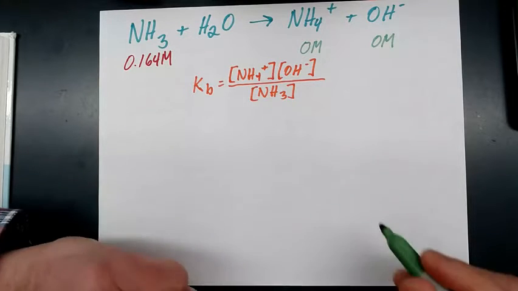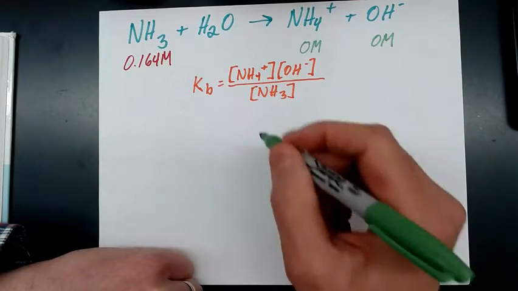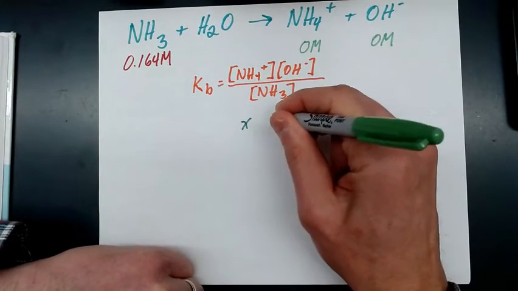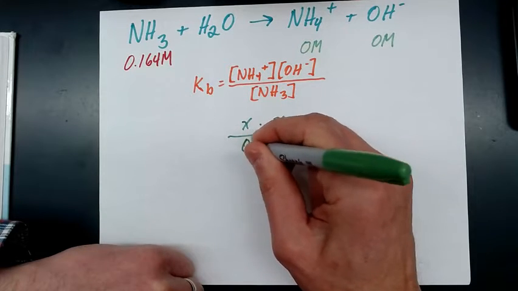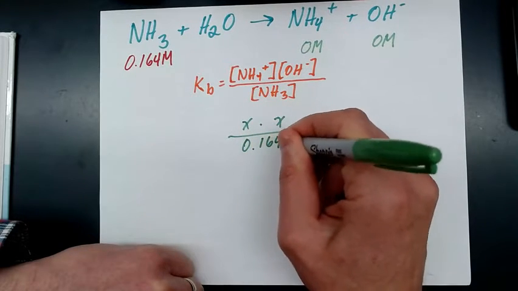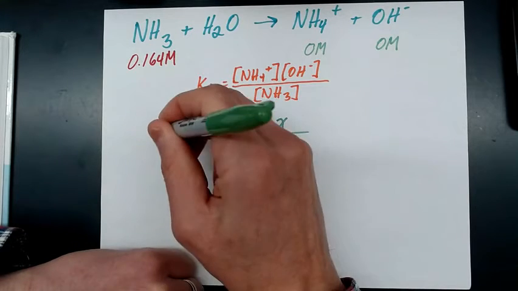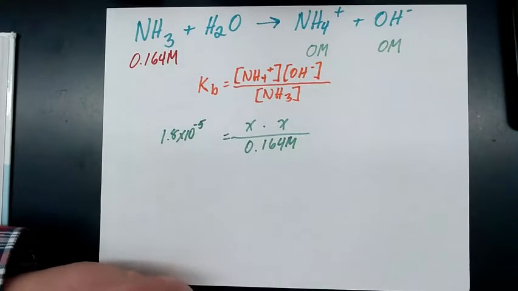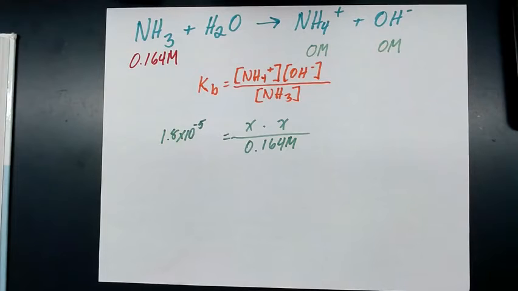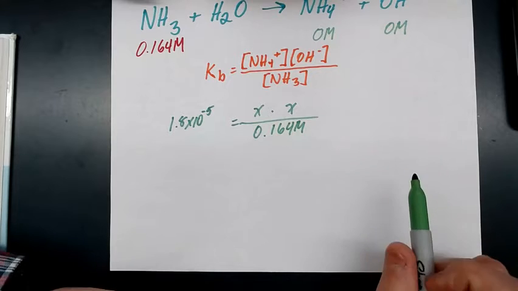So we're just going to plug in. Here are our x's, right? So we're looking at an x there and an x there. We're multiplying it. We're dividing by our 0.164 molar solution that we have up there, and we're making it equal to 1.8 times 10 to the negative 5, which we get in the back of the book, which is our equilibrium constant for the base. So now it's a fairly straightforward problem to do.